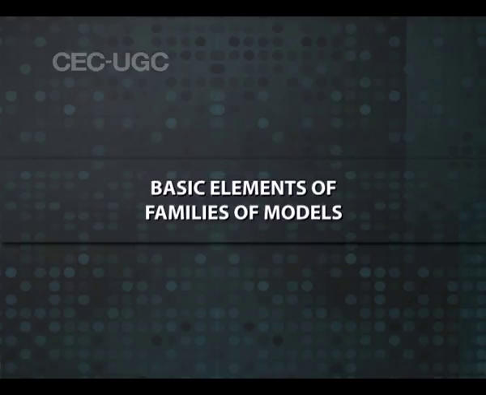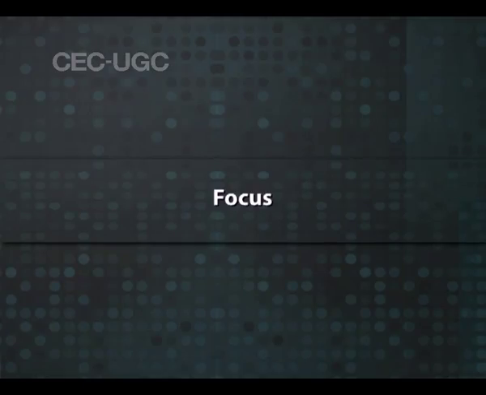Basic elements of families of model. Bruce Joyce and Marsha Weil have defined a definite structure for each and every model. The important aspects of this structure are: focus, syntax, principles of reaction, social system, support system, instructional effect and nurturant effect. Focus. Focus means the aim or objective which is attained through this model.